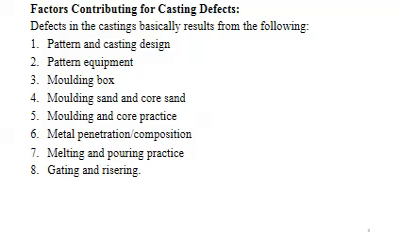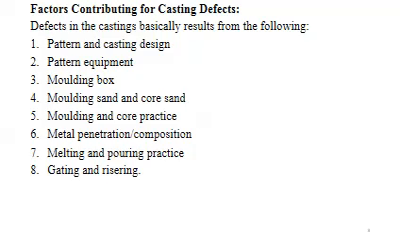Second one is pattern equipment. Third one is the molding box. There are two boxes in molding, as we already discussed: one is the cope box and the other is the drag box. Fourth important point is the molding sand and core sand. Molding sand is different, core sand is different, as we already studied in module 2.